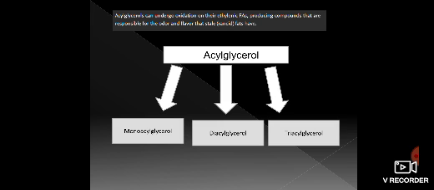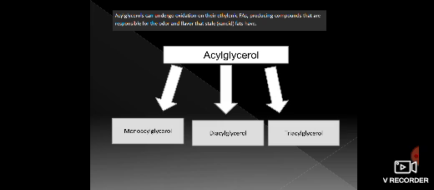Now we talk about acylglycerol. Acylglycerol can undergo oxidation on their ethylene phase, producing compounds that are responsible for the odor and flavor that stale fats have. Acylglycerol are divided into three types: monoacylglycerol, diacylglycerol, and triacylglycerol.